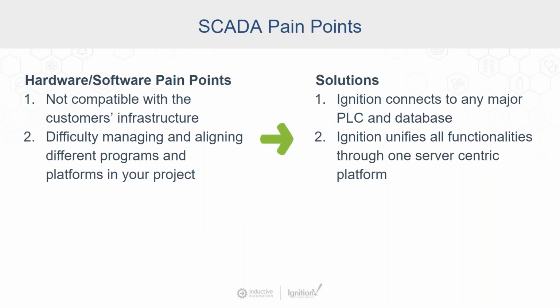Another pain point is having a platform that's not compatible with your infrastructure, or, in the case of a brownfield project where you're not starting from scratch, a platform that has difficulty managing and aligning all the different programs and platforms in your project. Now, hopefully this isn't a big bait and switch for anyone in the audience, but Ignition, the automation platform that we introduced just a few minutes ago, can actually solve all these pain points, right? Two of the reasons that it can are that Ignition connects to all major PLCs and to SQL databases and unifies all these functionalities through one server-centric platform.